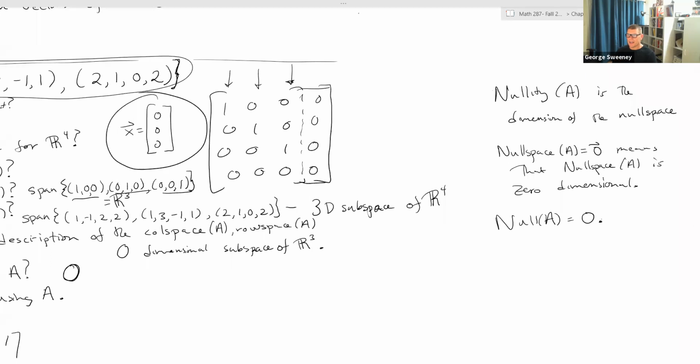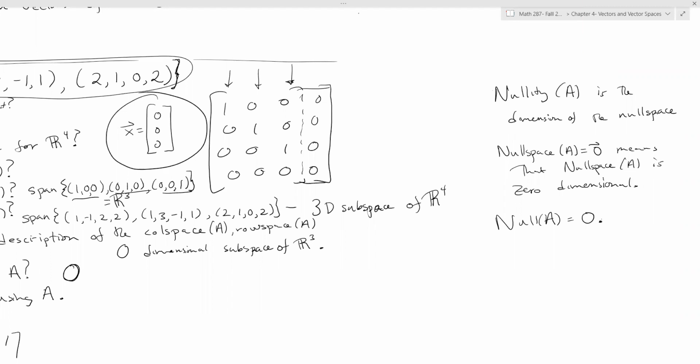So yeah, they're all related. We want to get at why, and this helps us understand what it means to be the nullity. The nullity of A is the dimension of the null space. How many vectors are in the null space? Well, if the 0 vector is the only thing in there, it's 0-dimensional.